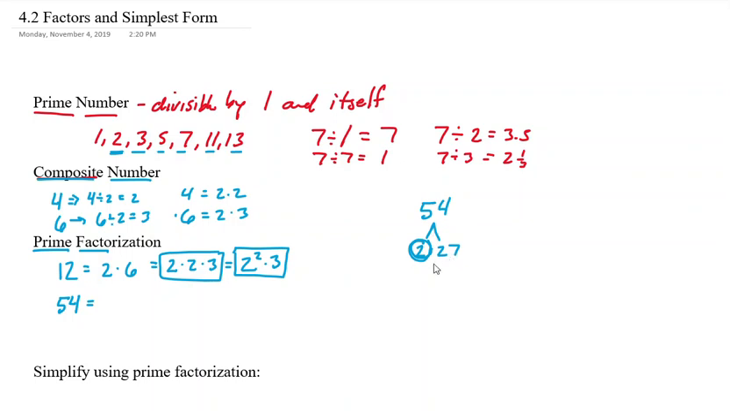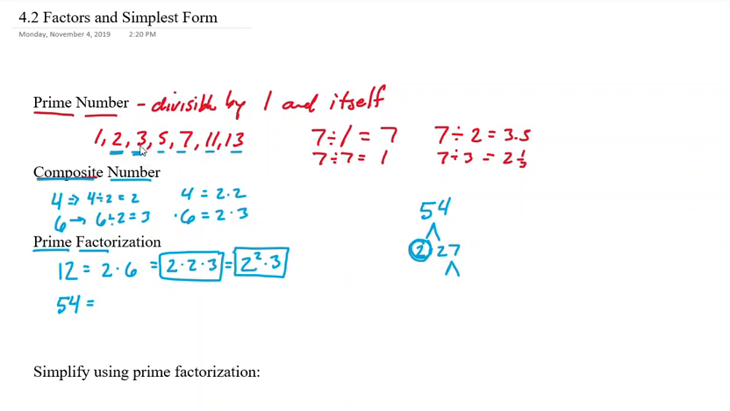It's not on our list, but maybe there's just a bigger prime number. Well, we know it's not divisible by 2, because 27 is not even, but is it divisible by 3? And what's the rule for divisible by 3?